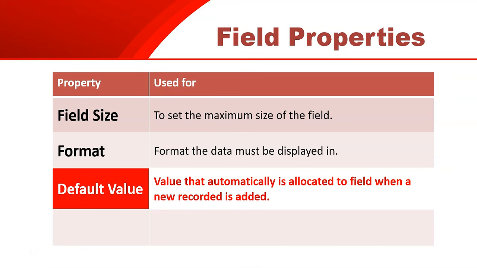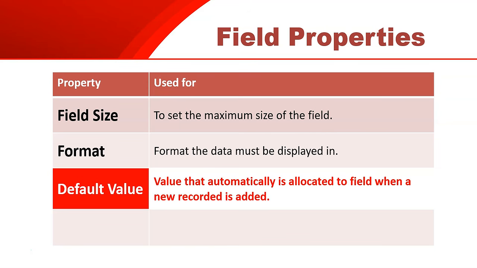Then you can change the default value. The default value is what happens whenever you add a new record: it automatically allocates a value to it. You can change that value. It's not set in stone, but it just makes your data entry a lot easier. If you enter a lot of values and you keep on adding the same value to the same field every single time, then why not just have that value by default so that you can skip over it every single time? It just saves you time.